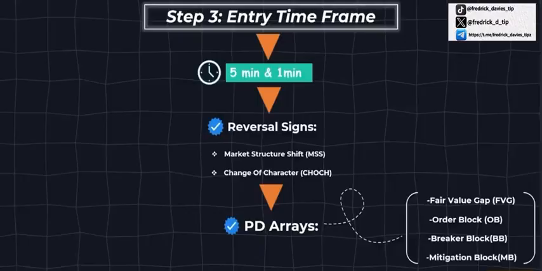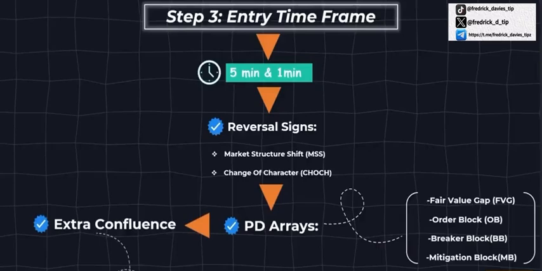Will depend on your trading model and personal preference. And finally, after identifying the PD array on the entry time frame, we can use it to open a position and execute our order. Additionally, the entry time frames can be used to add extra confluence and confirmation to our trading setup, helping to increase its probability of success.